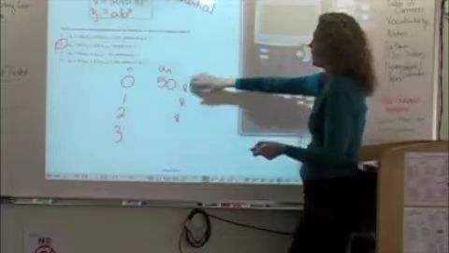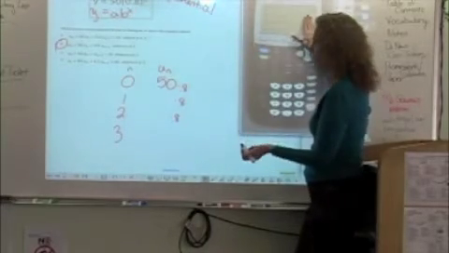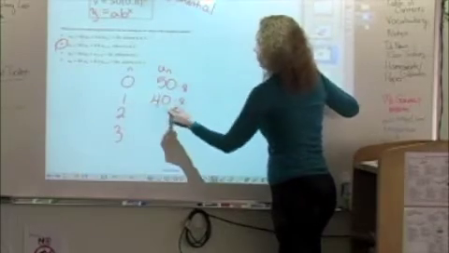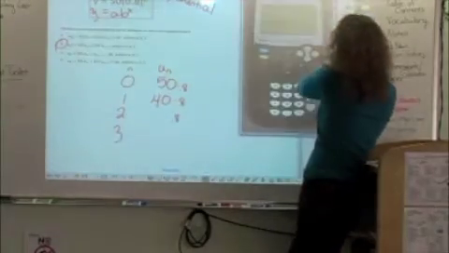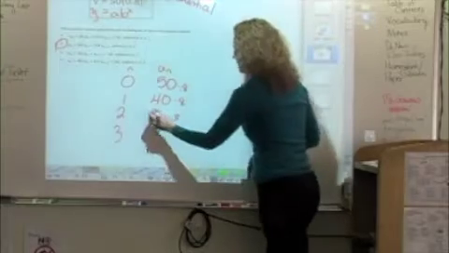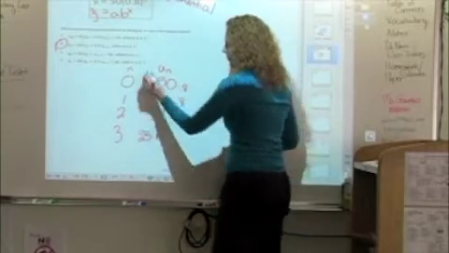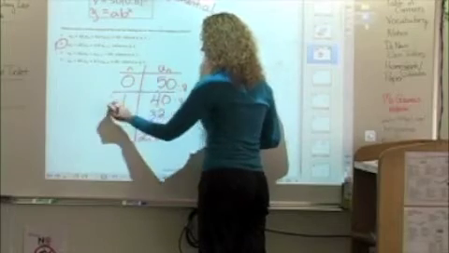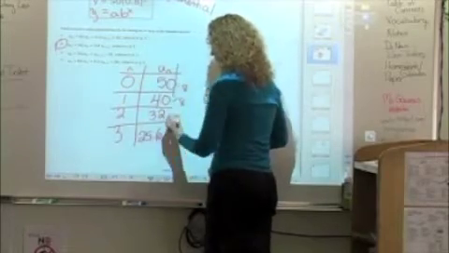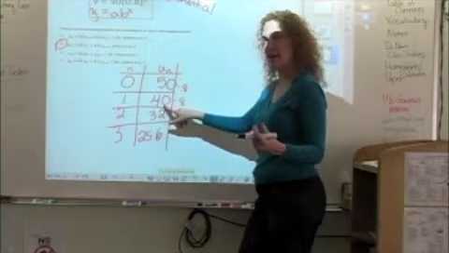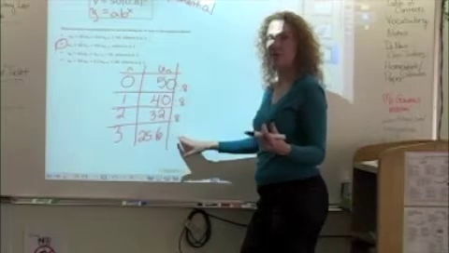So 50 times 0.8 will generate the value of 40. So it's 40 for the 1, 32, and 25.6. So this would be my table chart right here. I'm taking the previous term, multiplying by 0.8 to generate the next, 0.8 to generate the next, and so forth.